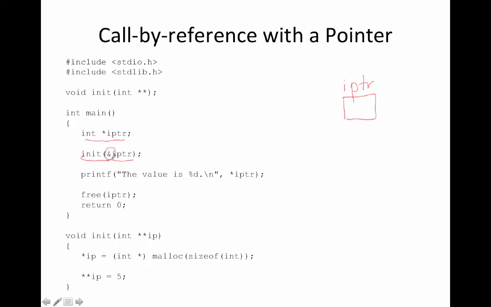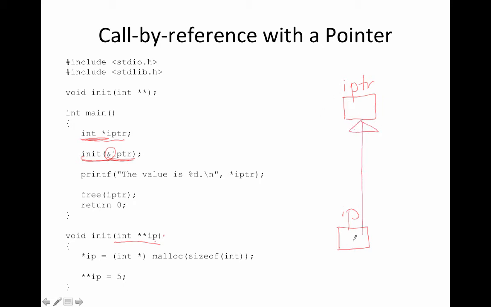So I'm passing the address of something of the type int star, and that's going to correspond to a pointer to something of the type int star. When this function call is encountered, that sends control to the function. The first thing that happens in the function is that we declare ip. Again, that's a pointer to a pointer, and we're passing the address of iptr to be the value of ip. So ip is now pointing to that location.